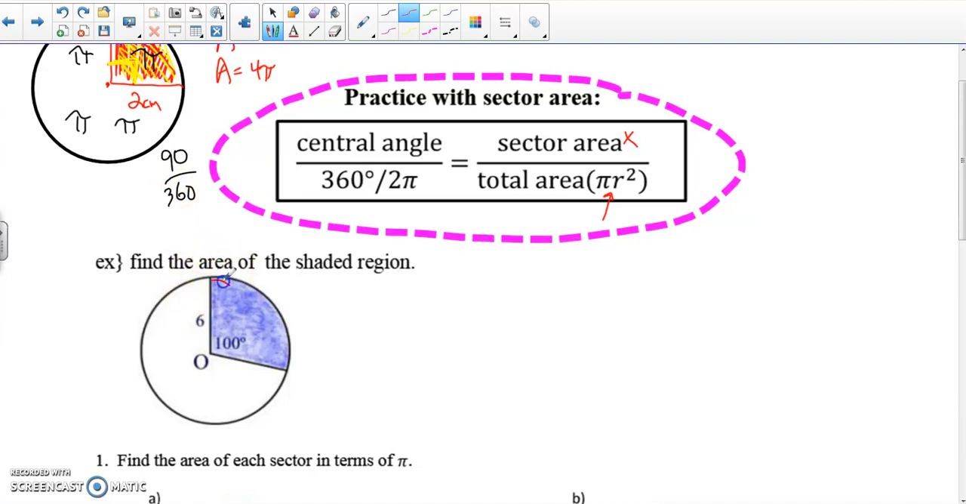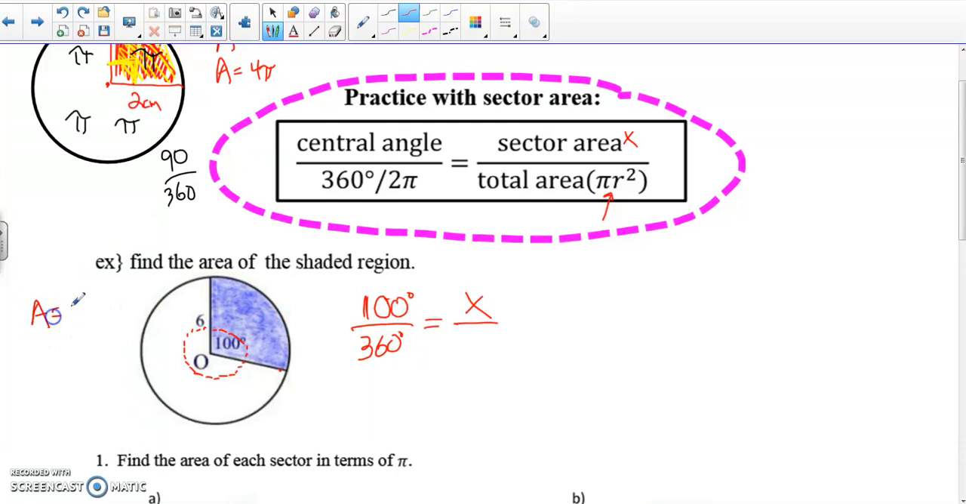Find the area of the shaded region. So here's what we're looking for, the area of that chunk right there. We have our central angle is 100 degrees. So we know this 100 degrees is a portion of the whole circle. Like I showed you last time, this 100 is a portion of this 360, so it equals the portion of my area, there's our unknown, is to the area of the whole circle.